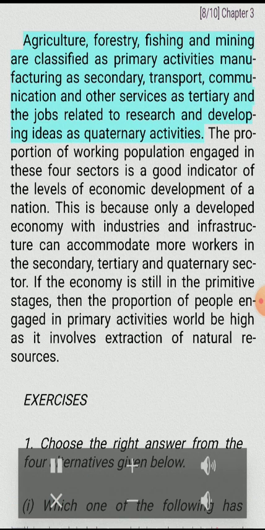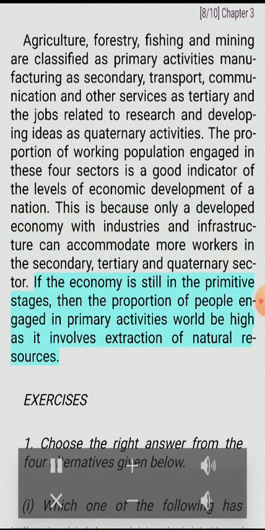Agriculture, forestry, fishing and mining are classified as primary activities, manufacturing is secondary, transport, communication and other services is tertiary, and the jobs related to research and developing ideas is quaternary activities. The proportion of working population engaged in these four sectors is a good indicator of the levels of economic development of a nation. This is because only a developed economy with industries and infrastructure can accommodate more workers in the secondary, tertiary and quaternary sector.